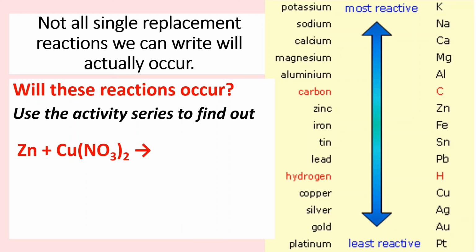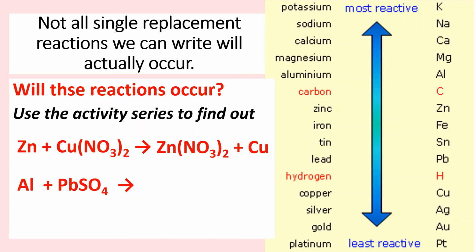So if we're looking at this example, can zinc replace the copper in copper nitrate? So we're going to find zinc on the chart, and we're going to find copper on the chart. And since zinc is higher on the chart, it's more reactive than the copper, it is going to be able to kick copper out of that compound and take its place. So in this case, we would have a single replacement reaction occur.